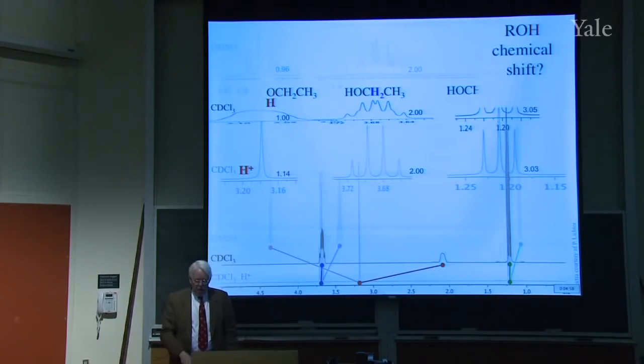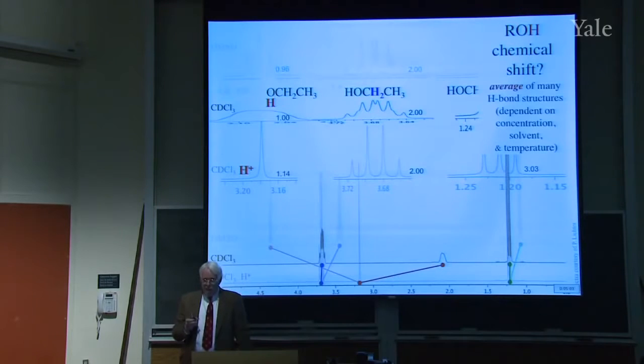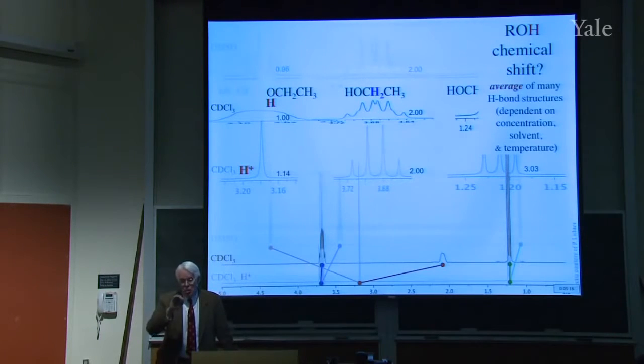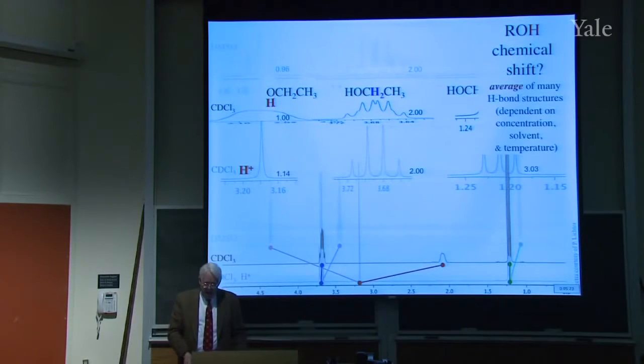Okay. Well, how about the ROH chemical shift? It's the average of many hydrogen bonded structures, because the hydrogen bonds keep getting made and broken very rapidly. So you average among many different hydrogen bonds, but the H stays with the original molecule. It's not going from molecule to molecule and just breaking hydrogen bonds and going back and forth. And how fast you do that and how much you do it depends on concentration, on what the solvent is, on the temperature, and so on.